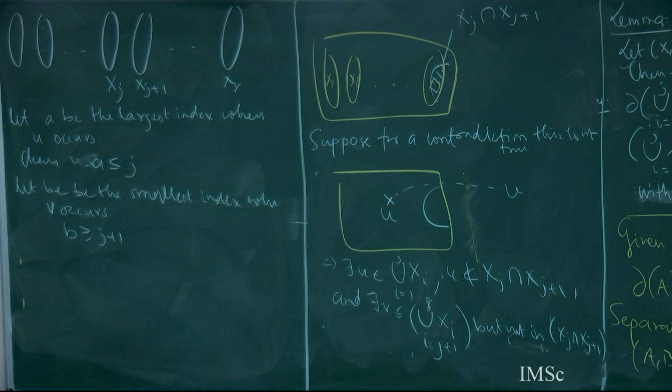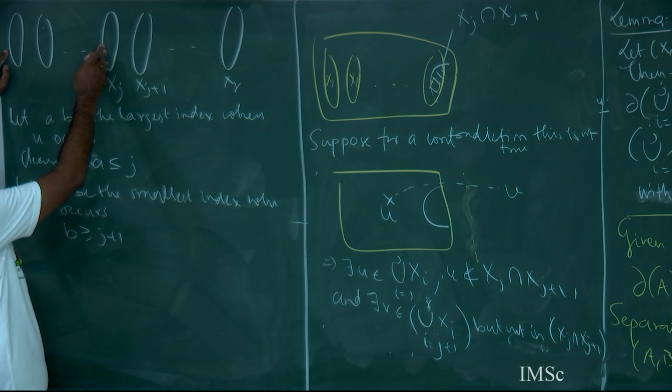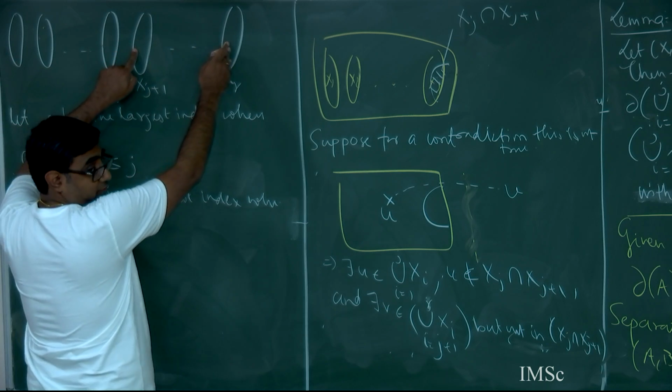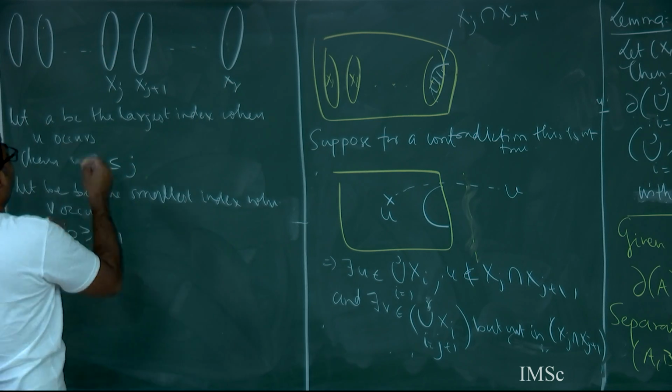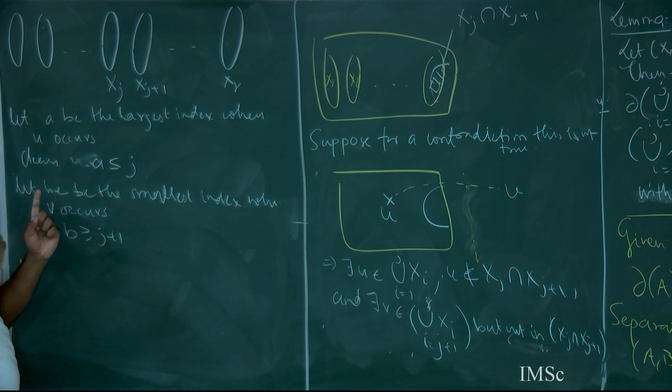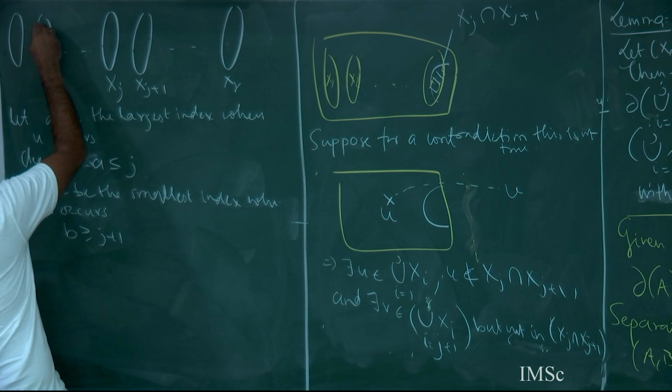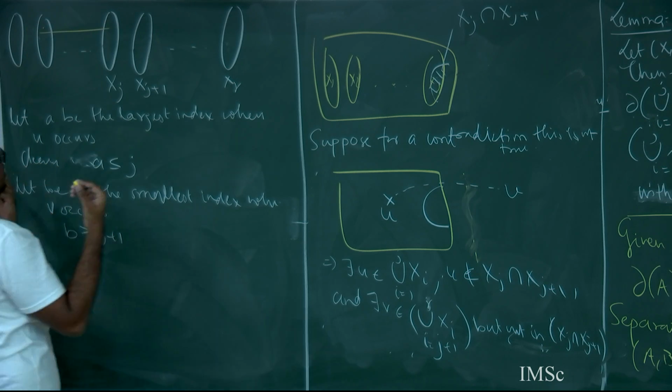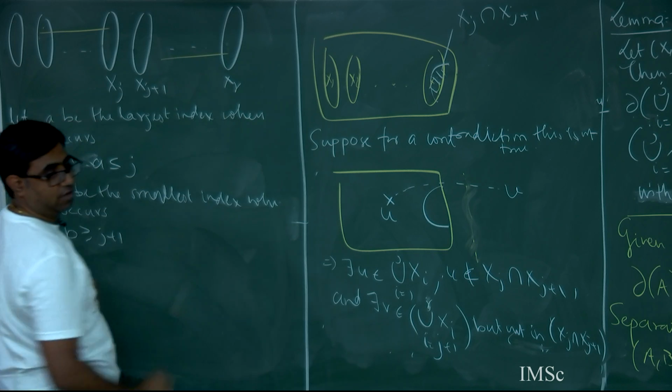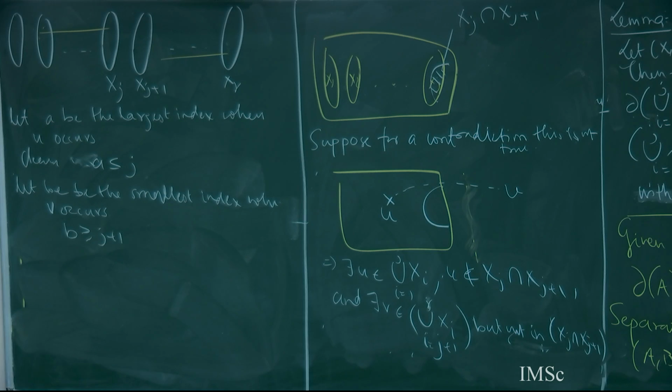Okay, fine, right? So U occurs somewhere here, V occurs somewhere here. So if I draw the interval containing U, it will be somewhere here, and if I take the interval containing B, it could be somewhere here. What is the meaning of this if this happens? In which bag can I put the edge UB?